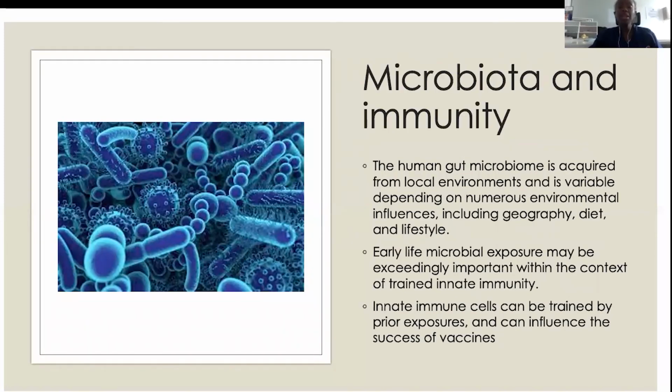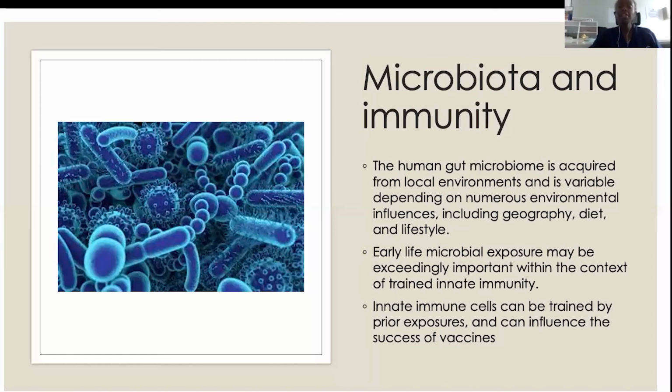Now, the microbiota and immunity: the human gut microbiome is acquired from local environments, and this tends to vary geographically. The variation also includes diet and lifestyle. So those who have foods that are rich in probiotics or prebiotics versus those who are deficient in the same, you'll find that their microbiomes are very different. And of course, lifestyle. For instance, alcohol consumption versus non-alcohol consumption, exposure to farm animals versus non-exposure to farm animals. All this contributes to the human gut microbiome.